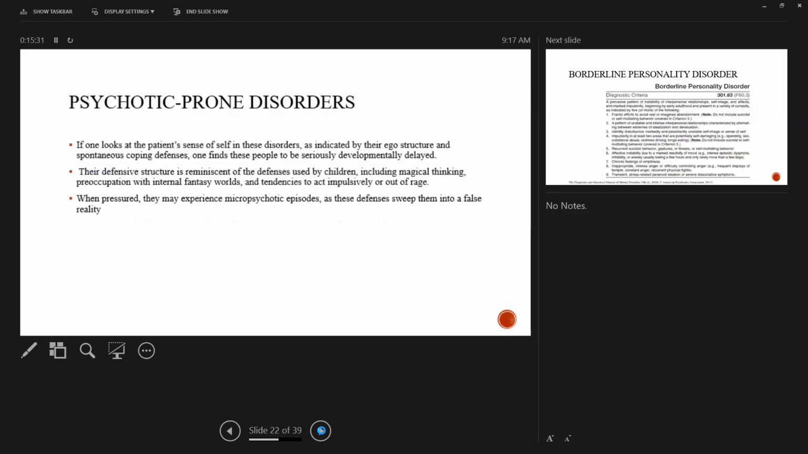Now, last are the psychotic prone disorders. Now, the defensive structure in these patients is reminiscent of the defenses which are used by children. These include magical thinking, preoccupation with internal fantasy worlds, and tendencies to act impulsively or out of rage. And when pressured, they may also experience micropsychotic episodes, because these defenses sweep them into a false reality.